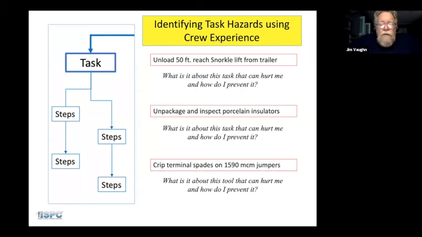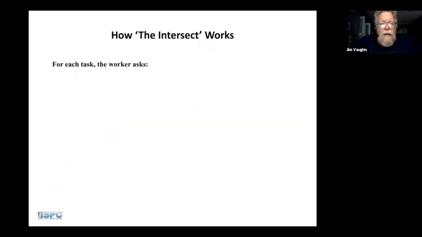I'm crimping terminal spades on 1590 MCM jumpers. What is it about this tool that can hurt me? How can I prevent it? Well, if I'm using a separate pump and I have a pump leak, that's an issue. If I blow a hose, then hydraulic fluid is going to penetrate my hands. If I get my hands in between the crimper, my fingers are going to get crimped. All of these are questions that we're asking.